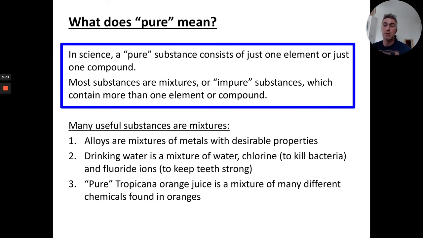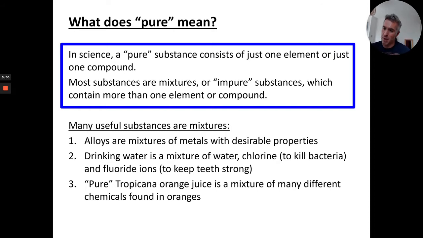Okay, so in science, a pure substance consists of just one element or just one compound. Most substances are mixtures or impure substances which contain more than one element or compound. Now, many useful substances are mixtures. Mixtures are not bad. If things are pure, people try to make pure sound better. That is not true. Alloys, metals, are mixtures of metals with desirable properties. Brass and bronze, steel are examples of alloys.